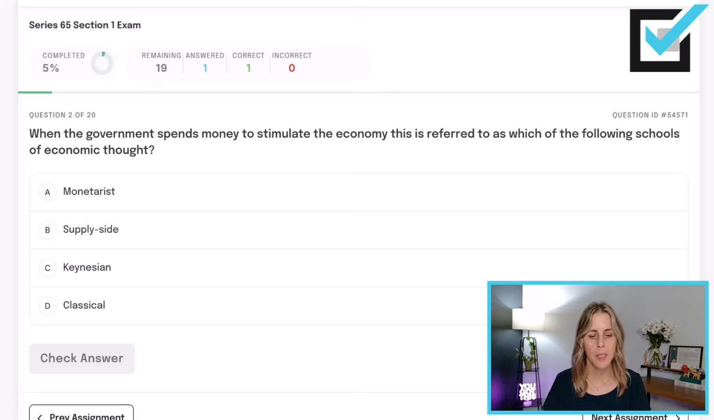When the government spends money to stimulate the economy, this is referred to as which of the following schools of economic thought? Monetarist, supply side, Keynesian, or classical? It is Keynesian economic theory that believes that increased government spending is the key to get us out of a recession.